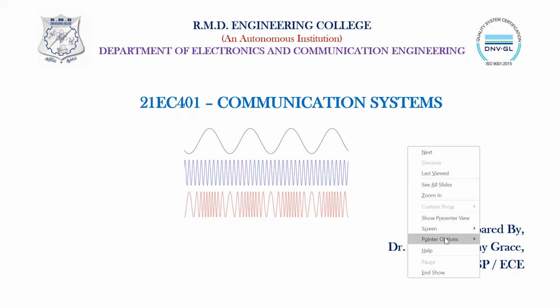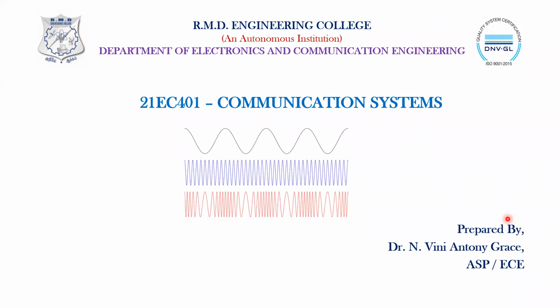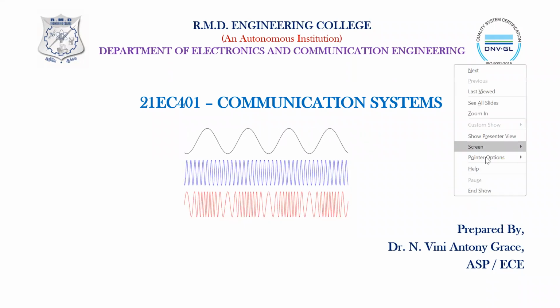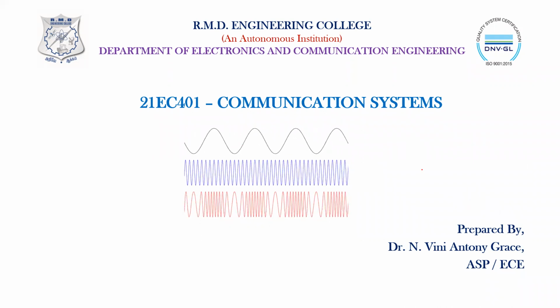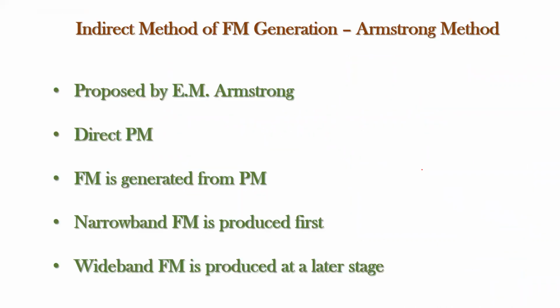Welcome students. In this lecture, we are going to learn one of the different ways of generating frequency modulated wave. This method is named as indirect method of FM generation. Before looking into the concept, let us define what is a frequency modulated wave.